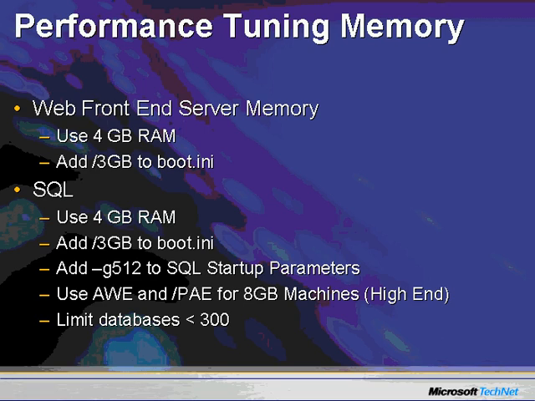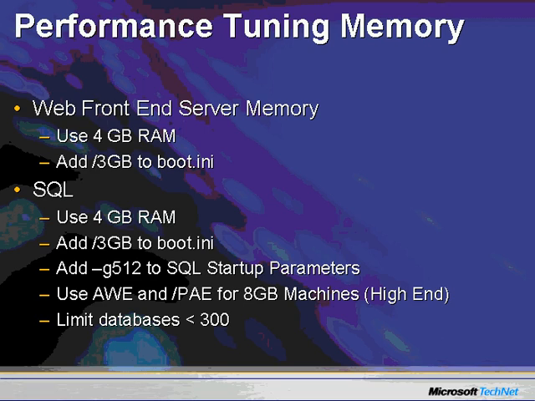Now looking at memory, I mentioned that memory was very important on the web server and on the SQL server. We found that the best footprint for a Windows 32-bit server is 4 gigs of RAM. So what we do is we run the 3 gig switch in the boot.ini, which allocates 1 gig for the OS and 3 gigs for the application. That way all 3 gigs is addressable for IIS and its worker processes, or other applications running on the web server.